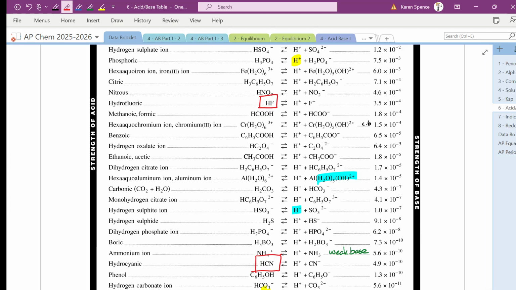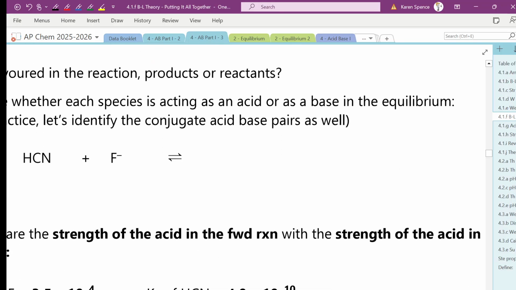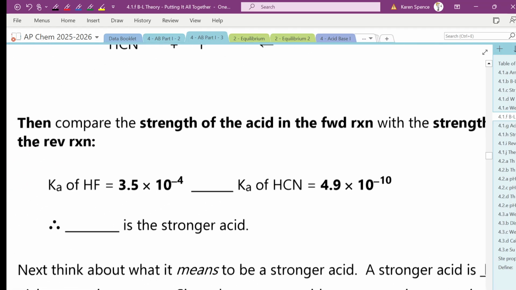There we go. So what we know is that HF has a Ka of 3.5 times 10 to the minus 4. That is bigger than HCN's Ka, and therefore HF is the stronger acid. It is also higher on the chart, so you can just see.